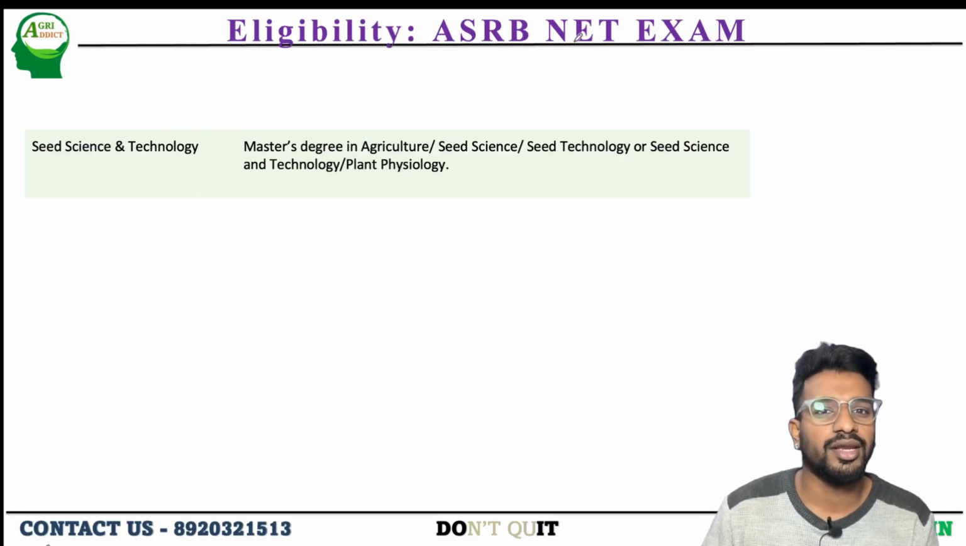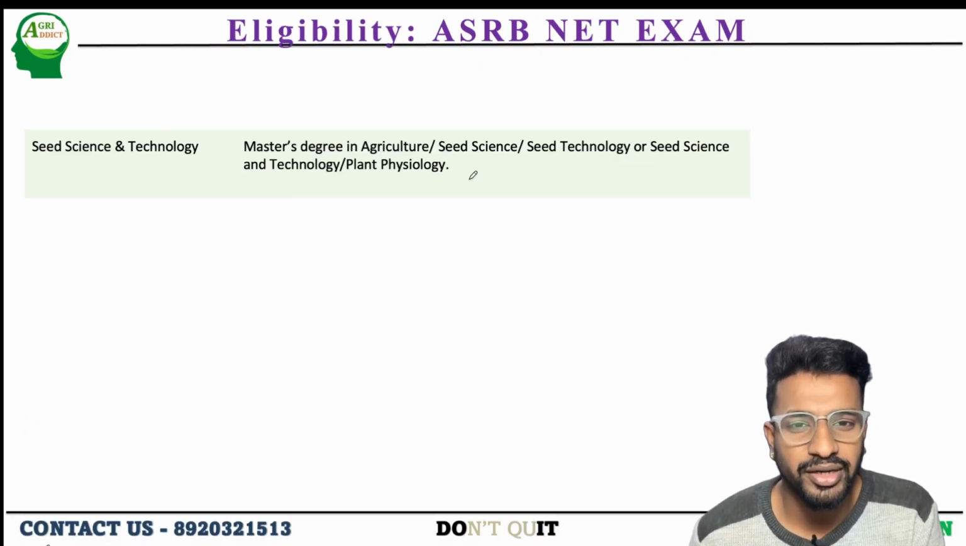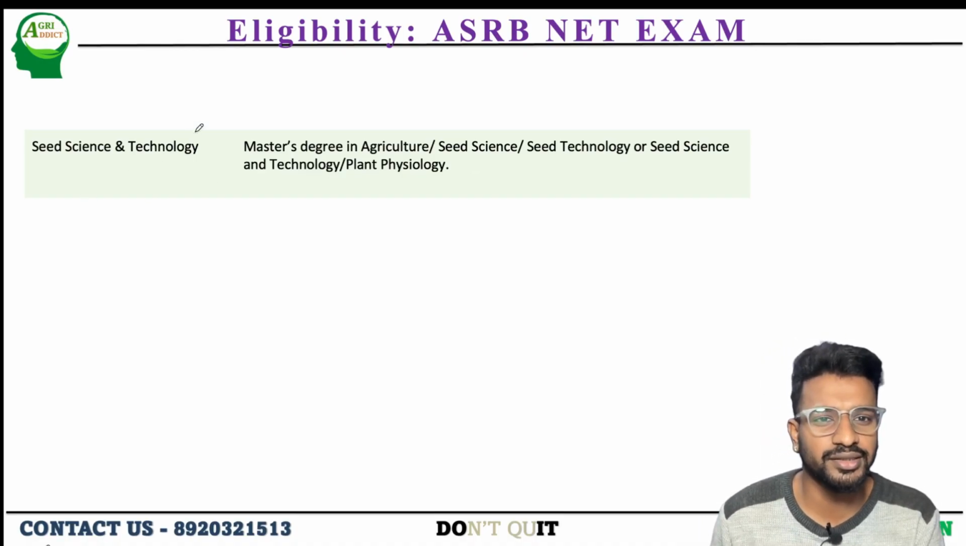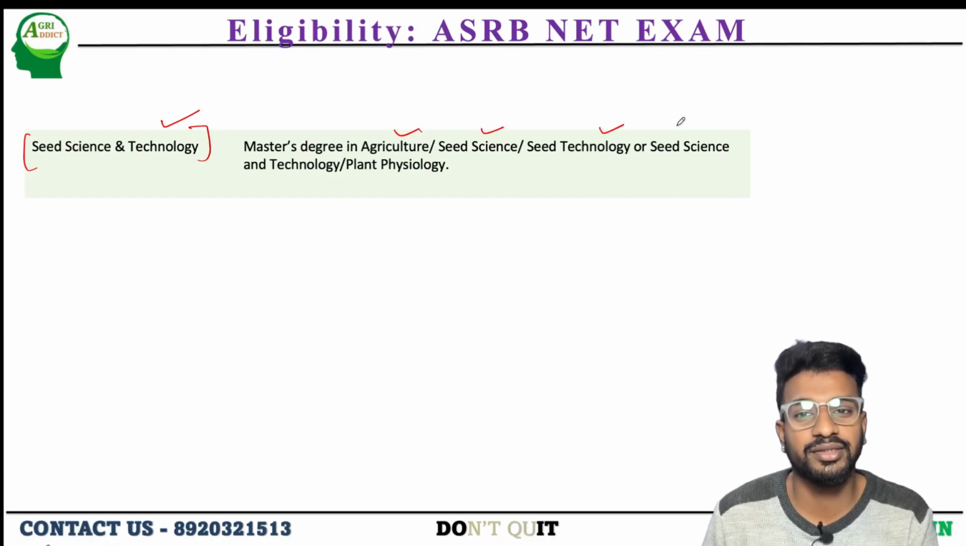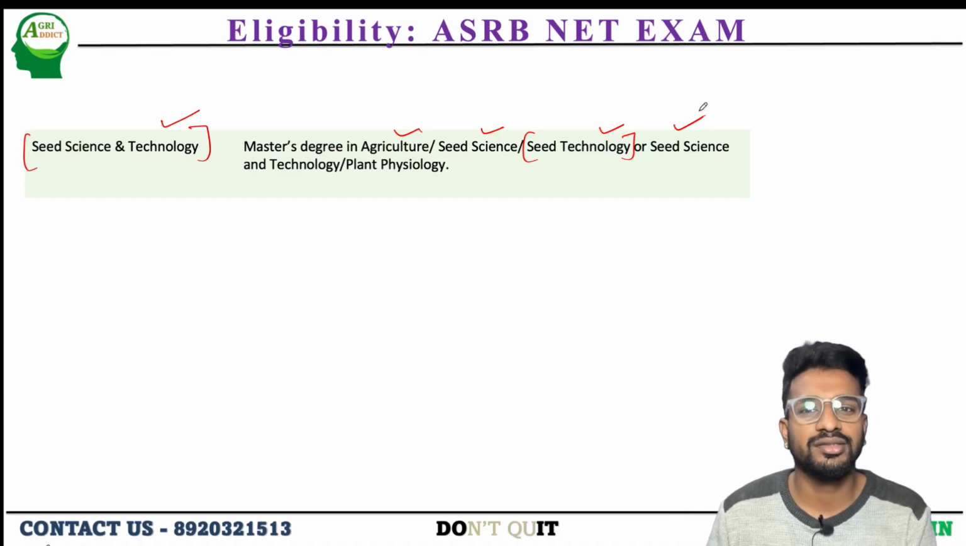Next, I told you about the eligibility. So what is the eligibility for Seed Science and Technology? If you want to write this ASRB NET exam in the subject of Seed Science and Technology, then you should have a masters in agriculture or seed science or seed technology or Seed Science and Technology. These are the different names given at different universities, so the name might differ.